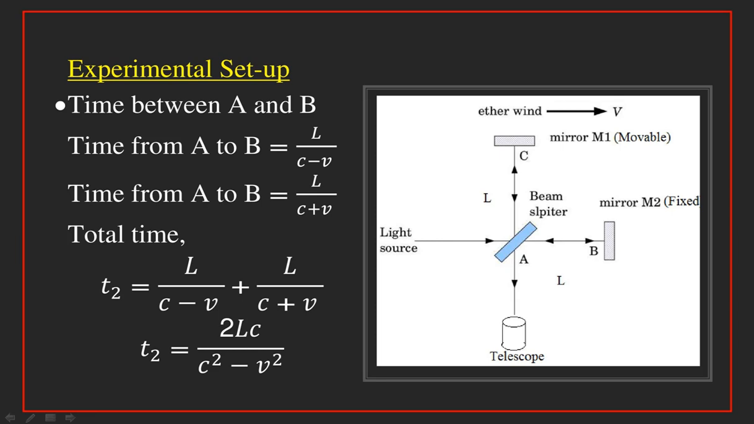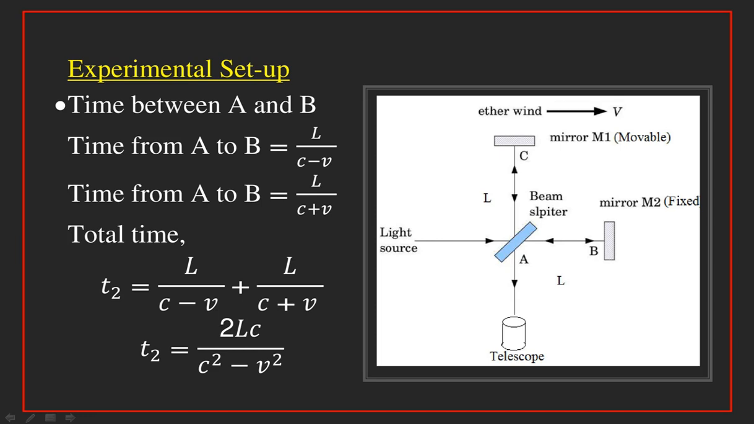We get a dark or bright interference pattern depending on the path difference between these two light rays. If the net path difference is 0, lambda, 2 lambda or 3 lambda, that is, a multiple of the wavelength lambda, we will get a bright band. If the path difference between the two reflected rays reaching the point at the telescope is lambda by 2, 3 lambda by 2 or 5 lambda by 2, etc., then we will get a dark point. So this was the principle of the experiment.